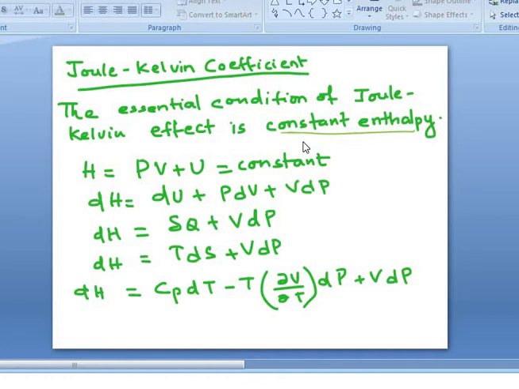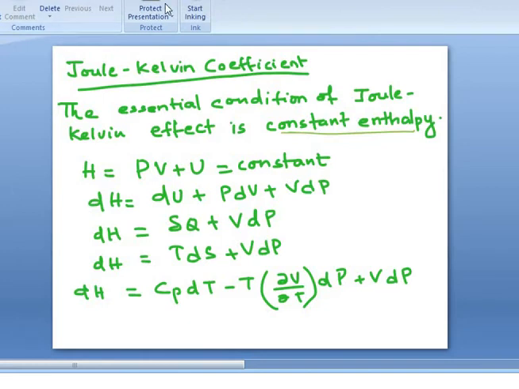Now we will do the enthalpy part, that is H is equal to what? H is equal to PV plus U, where dH is equal to dU plus PdV plus VdP, such that dH is equal to del Q plus VdP. And what is del Q? Del Q is nothing but TdS.